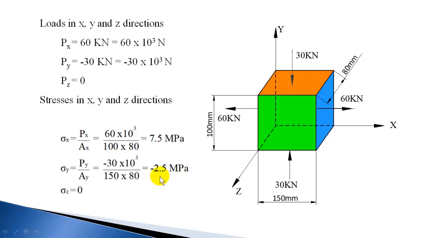So the stress is compressive. Minus sign indicates it's compressive. When tensile and compressive loads are there, you need to take the sign convention. Always when you use generalized Hooke's law, you use the sign convention. Sigma z is 0, since there is no load in z direction.